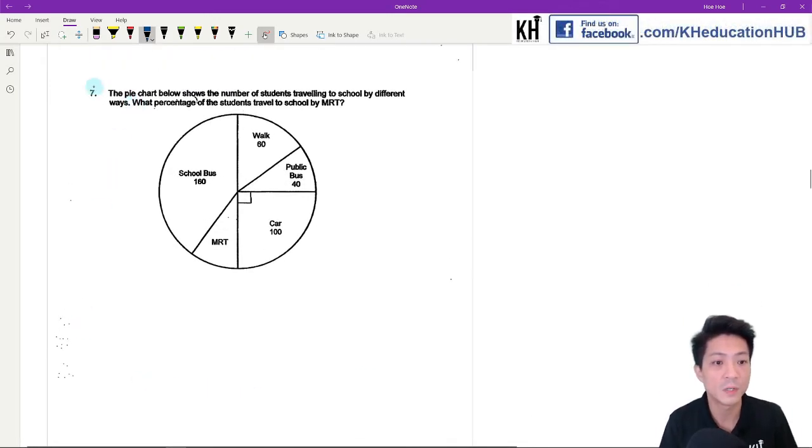Let's move on to question 7. Question 7, I think this year is not going to be tested, but I'll still just go through this question. The pie chart below shows the number of students traveling to school by different ways. What percentage of the students travel to school by MRT? MRT is this one.